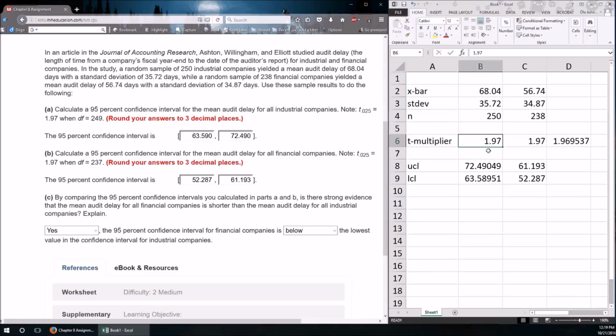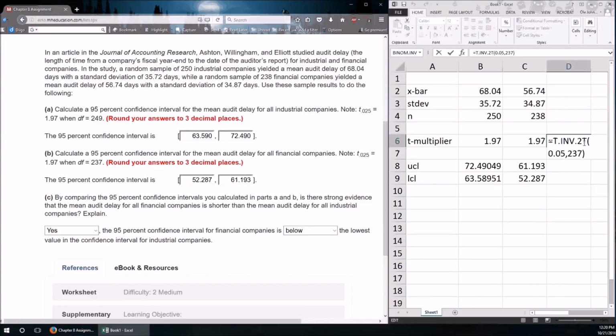This is the one given to us by the book. If we want to look at the t-multiplier for the second example for the financial companies, notice that the sample size is different. So instead of 250 minus 1, it's 238 minus 1. And we get this for our more precise t-multiplier. But the rule is if Connect gives you the numbers, use those numbers. Connect gave you 1.97, so you would use 1.97. But if you want to do these calculations yourself, this is how you would do it.